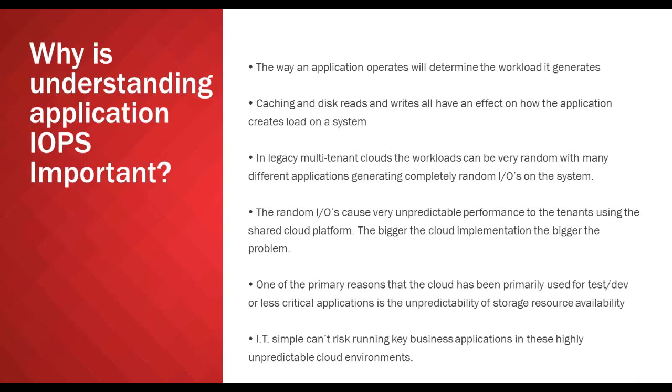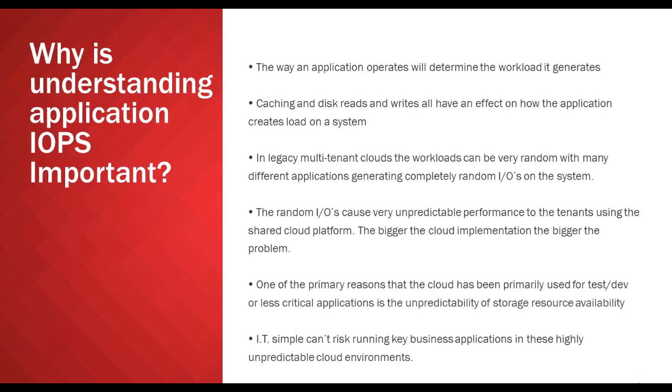So let's move into some of the more technical side of it here. We're not going to get too deep, but we should get wet. Why is understanding application IOPS important? It's important because the way an application operates will determine the workload it generates. And we'll talk about queue depth in a couple of slides to dig into that a little bit. But caching and disk reads and writes all have an effect on how that application creates load on a system. And that's not just the storage system, it's networking, it's all the way through to the entire multi-stack infrastructure.